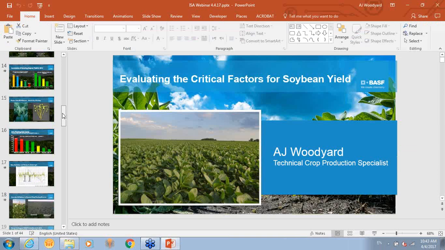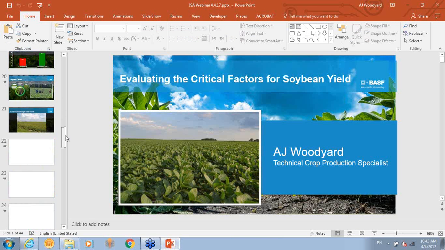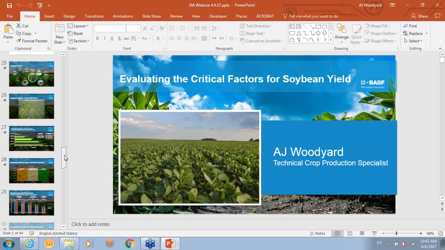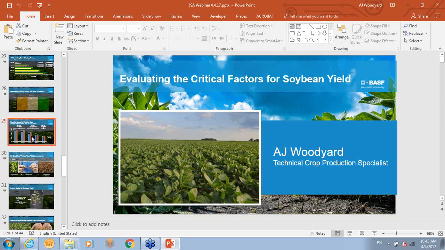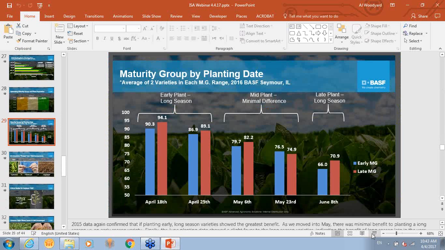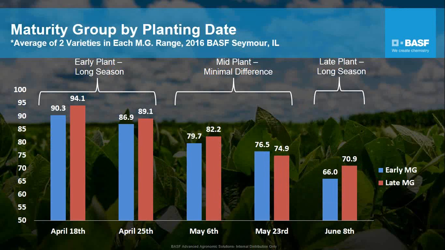But maturity groups is the next thing I'm going to talk about. As a general theme, what we like to see is, as we're planting earlier, we want to have a longer season bean in that case. And so we tend to focus more towards our long season varieties planted in our April or early May planting dates. You can see that here on this slide, that our early season varieties are not yielding quite as well planted early as our long season varieties.